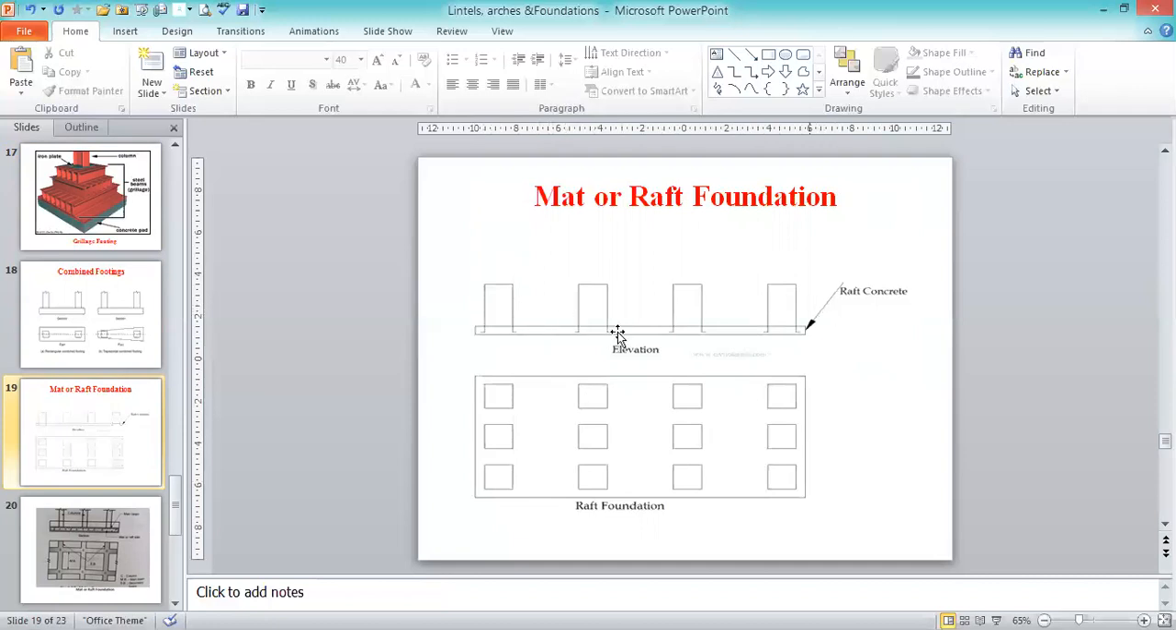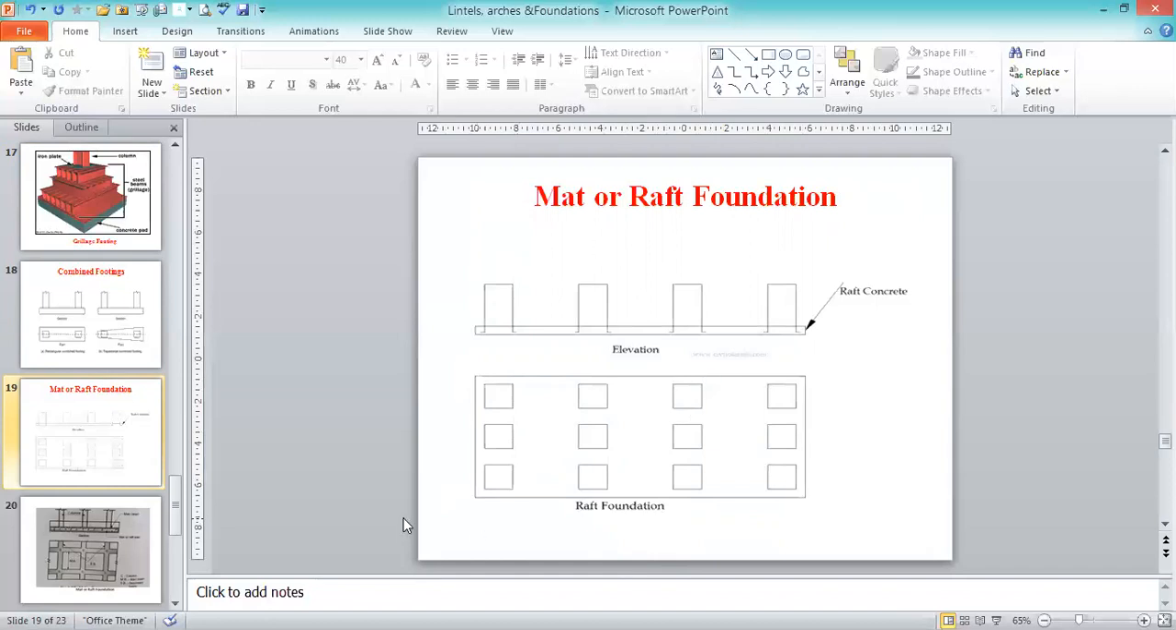In the elevation diagram we can see the number of columns throughout the building, and the base is provided with cement concrete. In plan view we can also see it. The square ones give the column size, and the entire rectangular form is the footing.